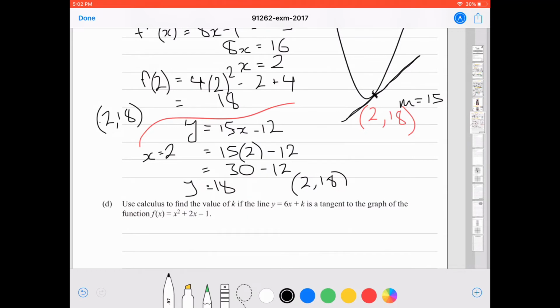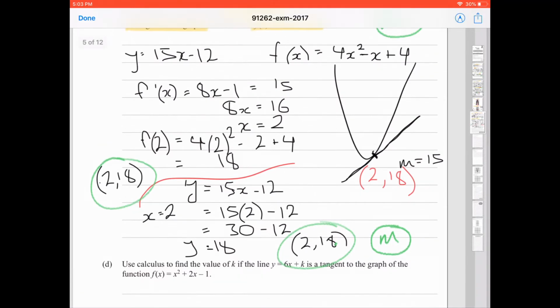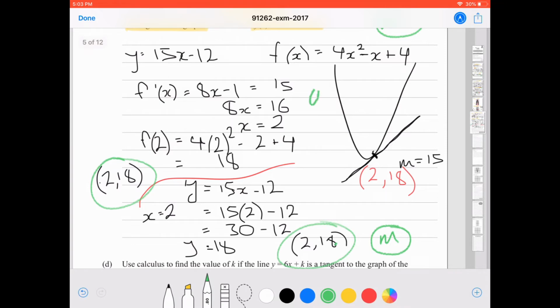Okay, so x and y values found on the original curve and also on the given line. We've matched them up, so 2, 18 in both cases. That gets you a merit grade. Derivative found and set equal to 15. That gets you an achieved, and that was up here. This working gets you an achieved.